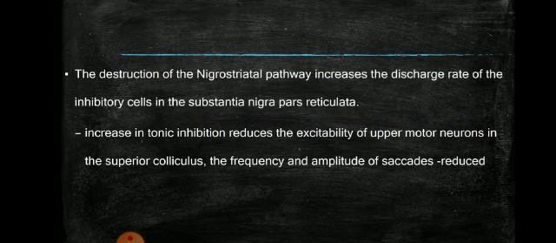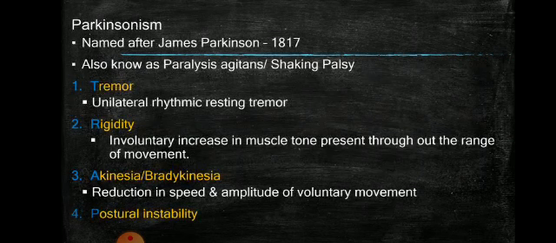Now, basically the destruction of the nigrostriatal pathway will increase the discharge rate of the inhibitory cells in the substantia nigra pars reticulata. Increase in the tonic inhibition basically reduces the excitability of the upper motor neurons in the superior colliculus. The frequency and the amplitude of the saccades is reduced.